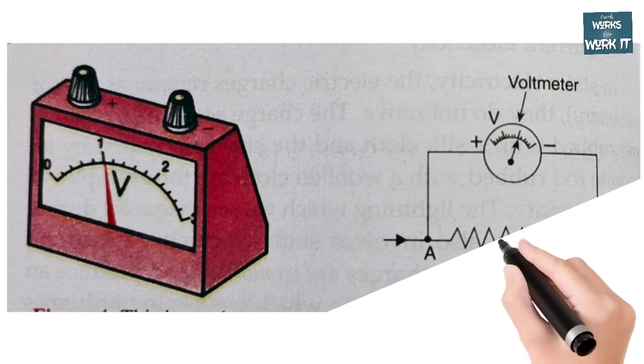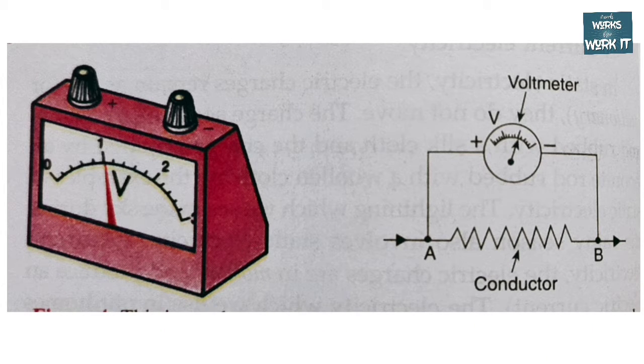The next one, that is the voltmeter. If you see in the diagram here on the left side, the voltmeter is there. If you go to the physics lab, you will be able to see that. And in the right part, we have seen that the voltmeter is connected in parallel with the conductor. So this is all about ammeter and voltmeter.